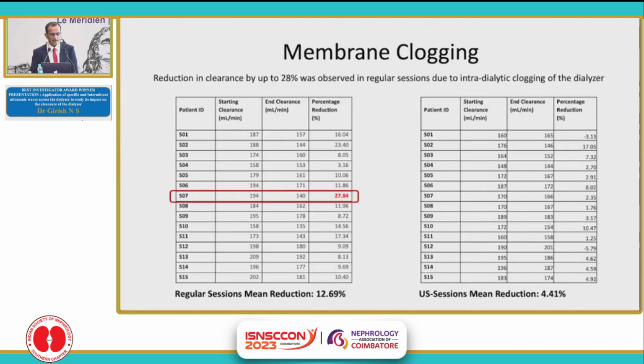When we analyzed the results, we found that in those regular sessions without using any ultrasound, in some patients, the reduction in the clearance of the dialyzer was as high as 28%. Whereas if you look at the ultrasound sessions, the reduction was far, far lesser. The mean reduction was 12.6% in our regular session arm versus a mean reduction of 4.4% in the ultrasound session arm.